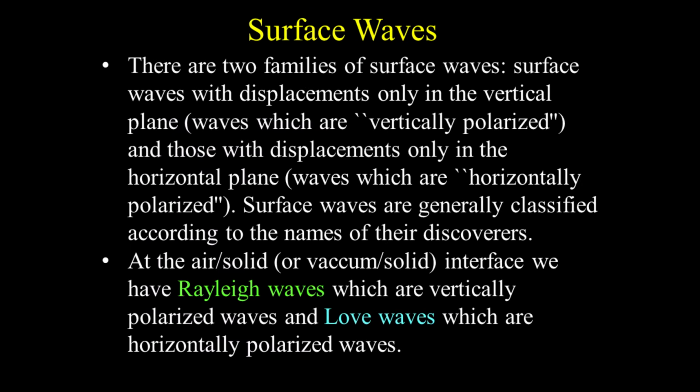There are two families of surface waves. Surface waves with displacements only in the vertical plane, which are waves that are vertically polarized, and those with displacements only in the horizontal plane, which are waves that are horizontally polarized. Surface waves are generally classified according to the names of their discoverers. At the air-solid or vacuum-solid interface, we have Rayleigh waves, which are vertically polarized waves, and Love waves, which are horizontally polarized waves.